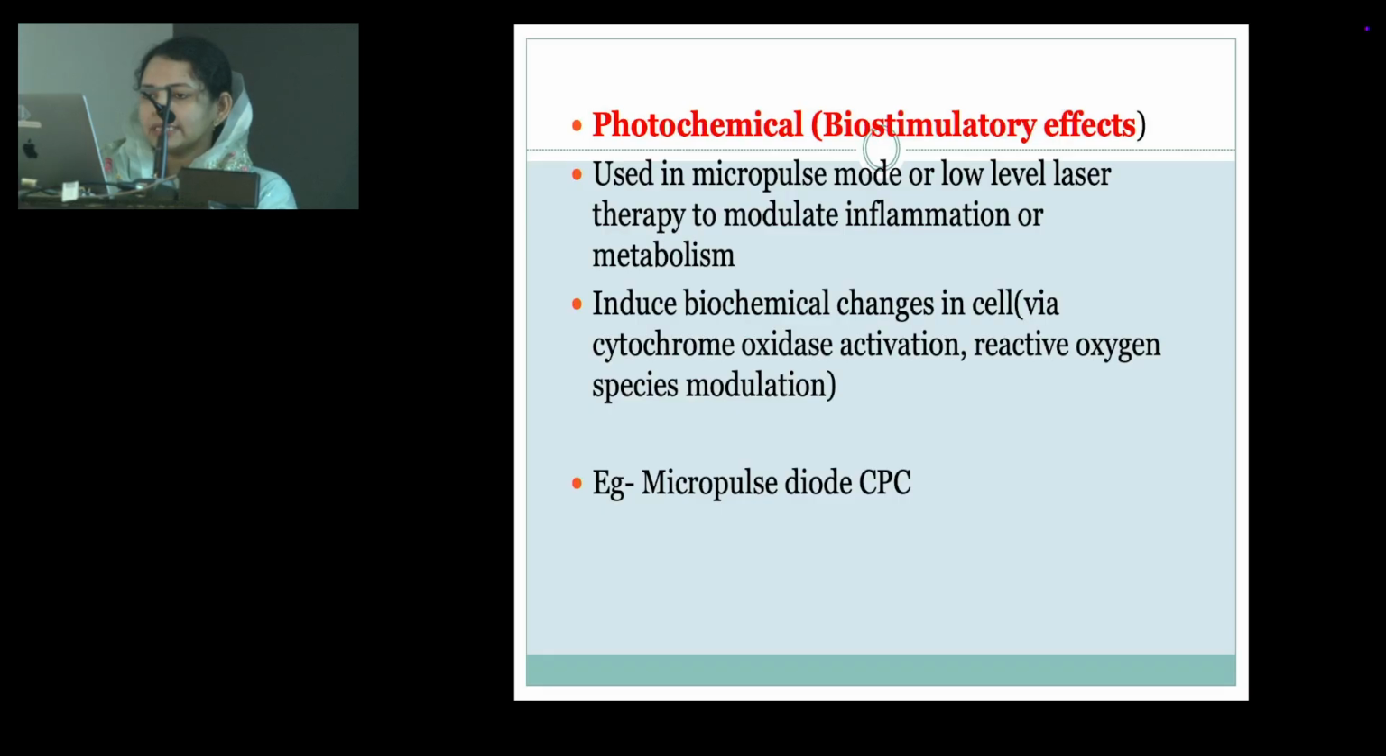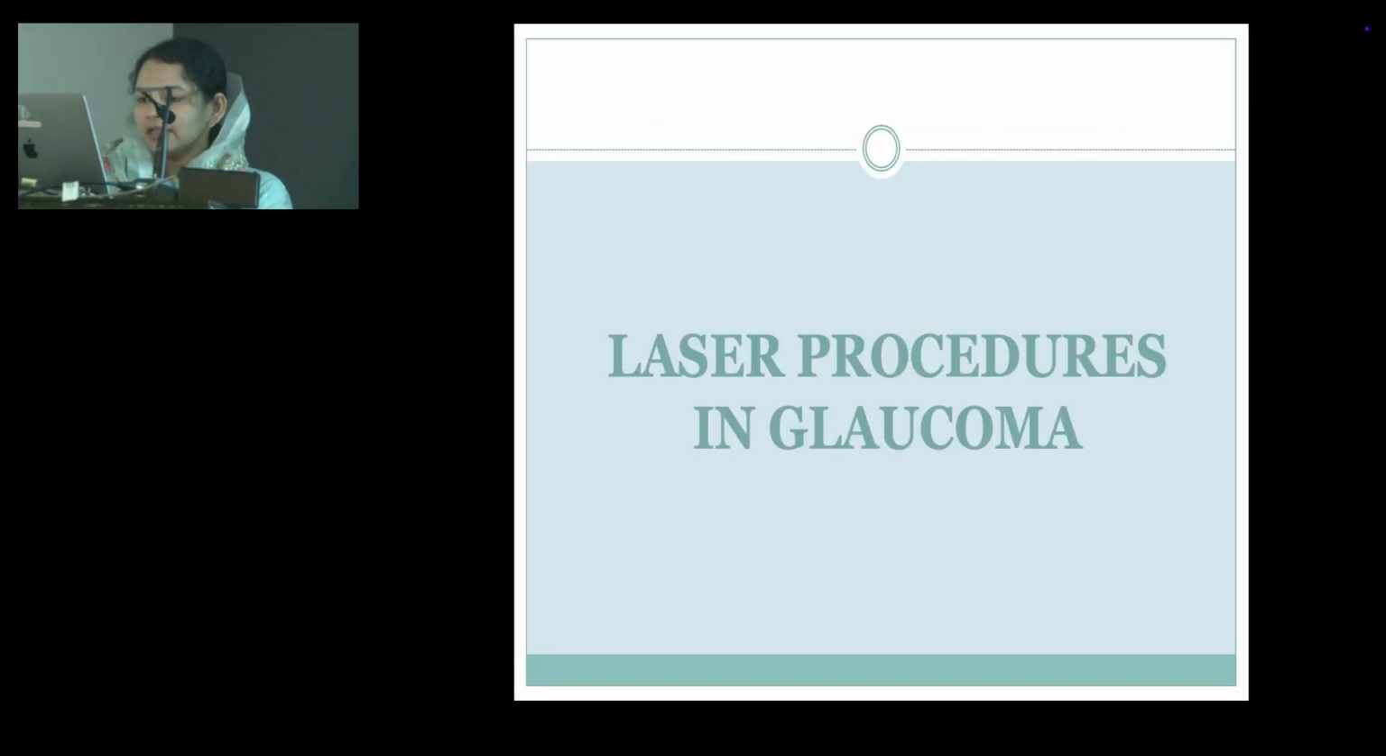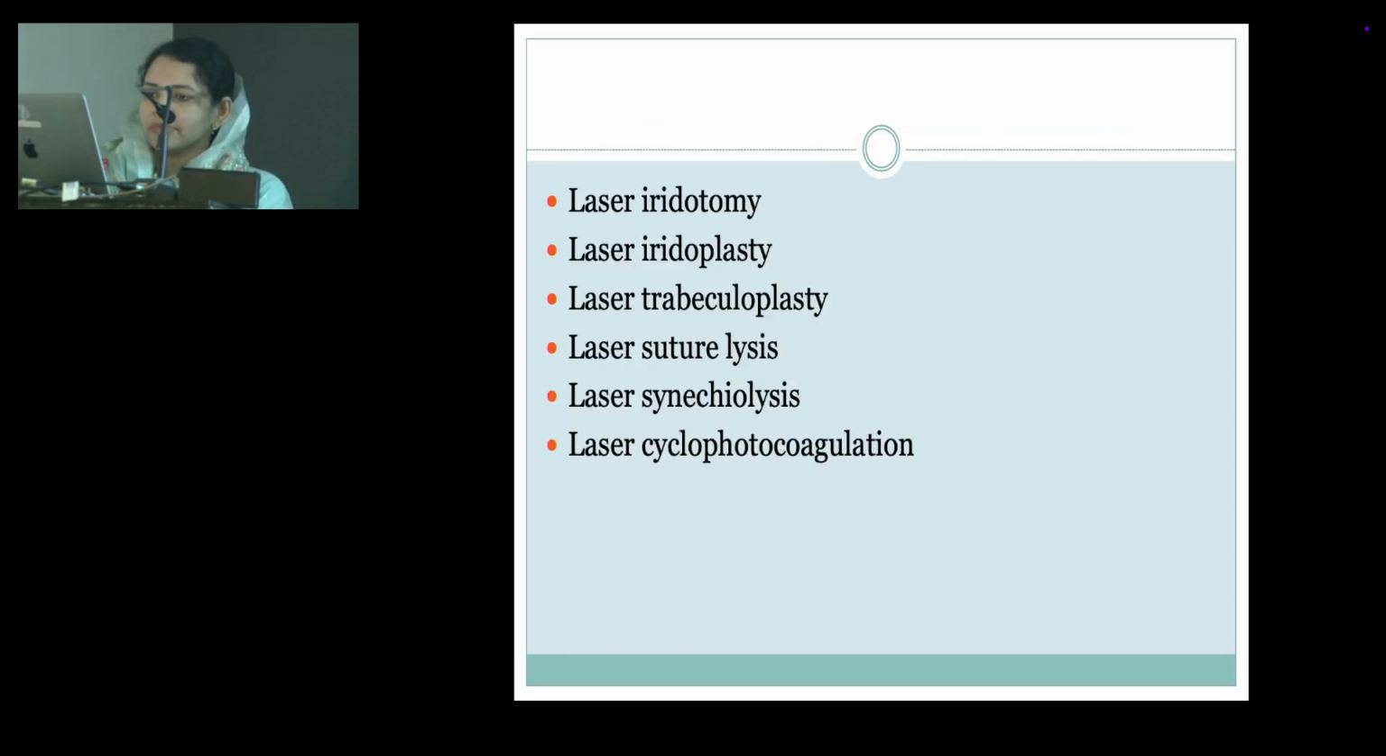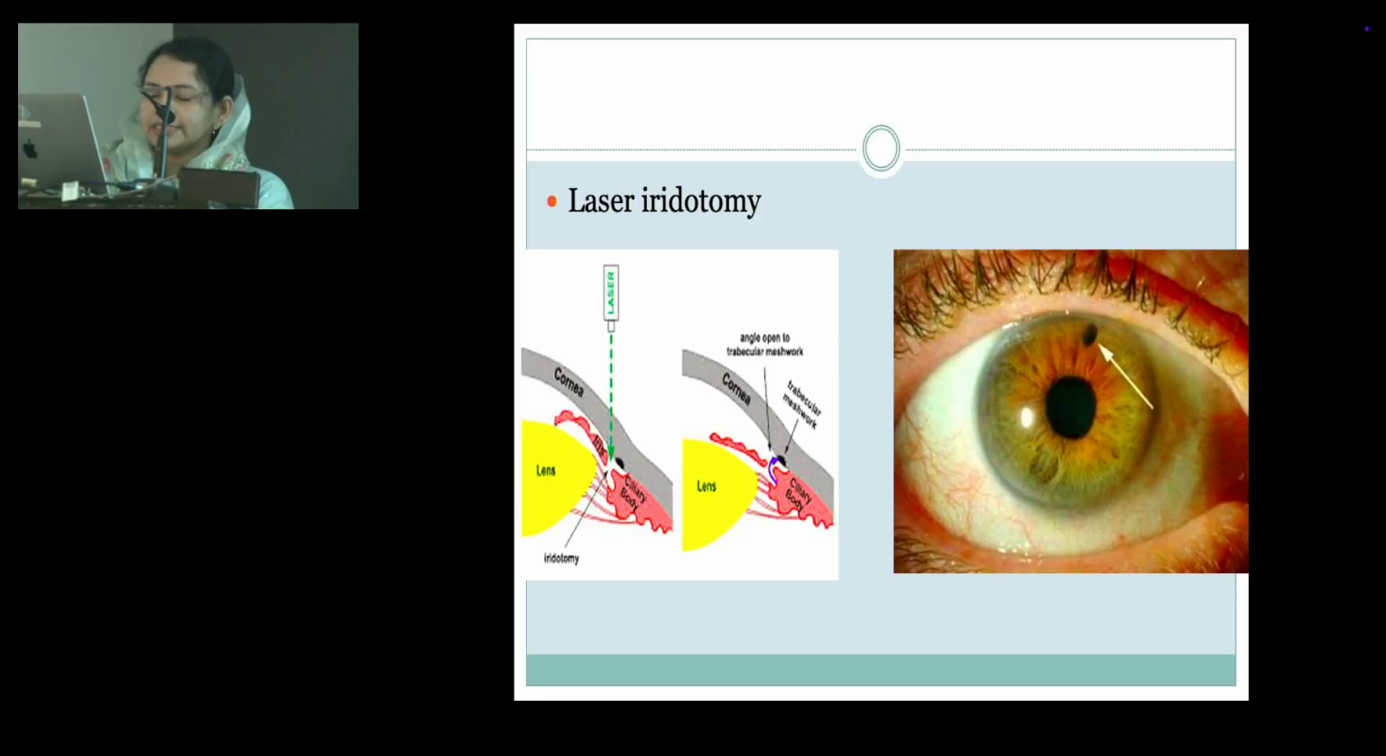Another important mechanism is the photochemical or biostimulatory effect that is used in micropulse mode or low level laser therapy to modulate the inflammation or metabolism, and they will induce biochemical changes in cells through cytochrome oxidase activation and reactive oxygen species. That is used in the micropulse diode laser. What are laser procedures in glaucoma? First important one is the laser peripheral iridotomy, producing a hole in the peripheral iris so that fluid is maintained between the anterior and posterior chamber. That is used in the angle closure glaucomas.